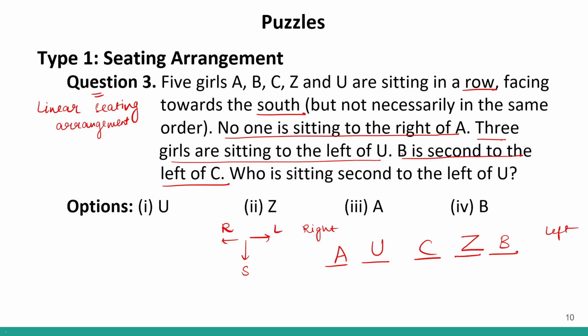Now the question asks who is sitting second to the left of U. Second to the left, 1, 2. Second to the left of U, we have Z. So my answer will be option number 2, Z. Clear? So this was again a case of linear seating arrangement.